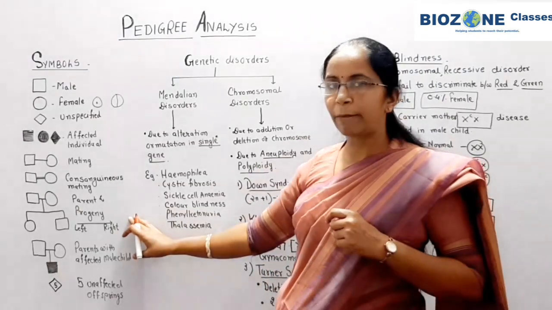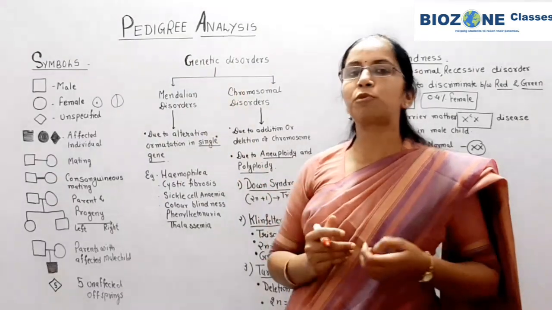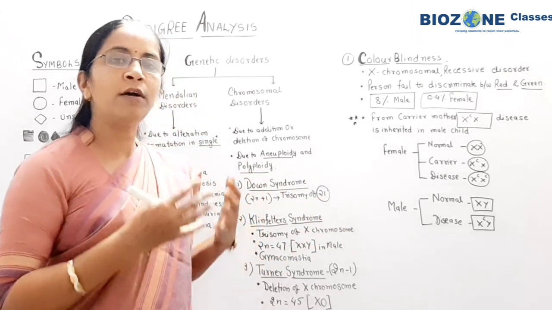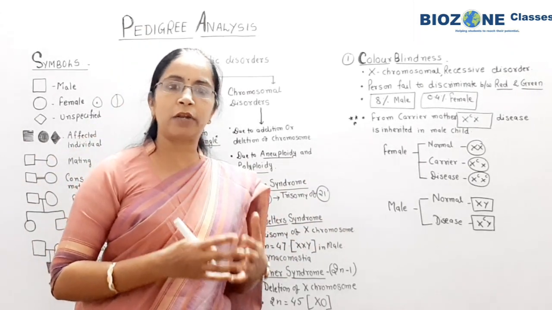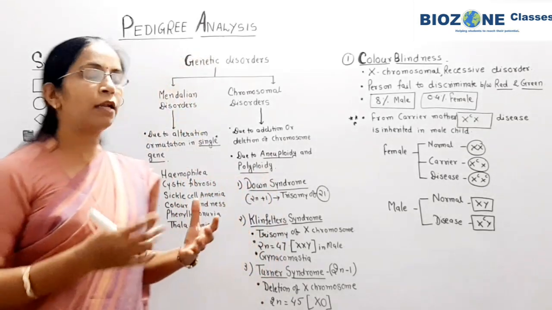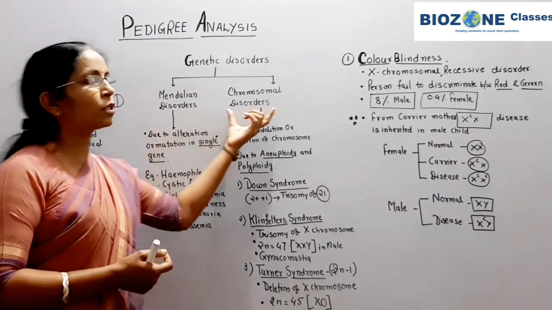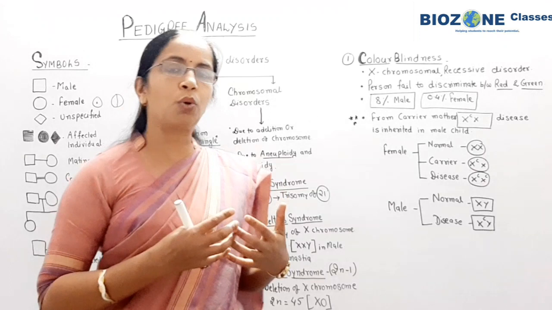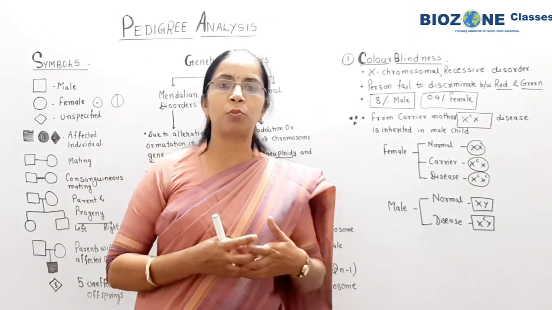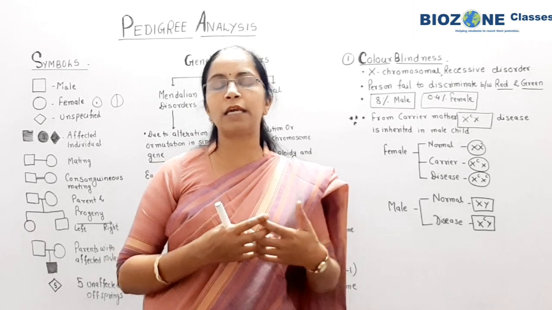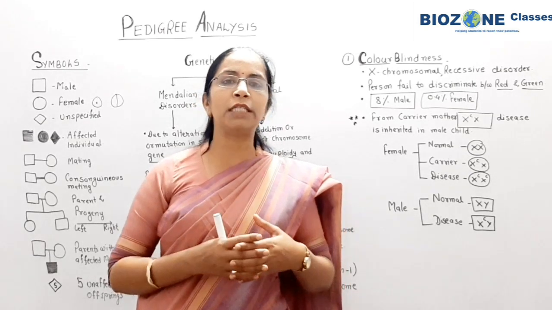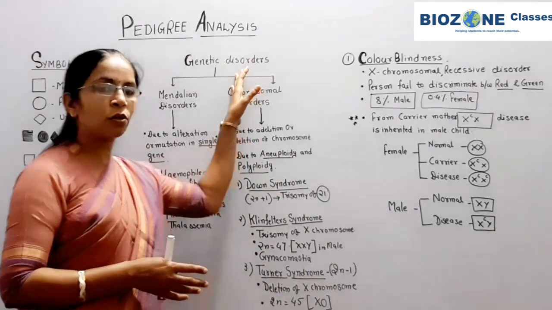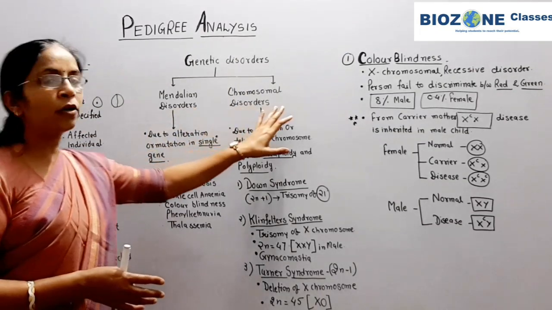Now when we finish the symbols, after that we come to the types of genetic disorders, because it is now clear that pedigree is the analysis of family history for a particular genetic trait. So genetic disorders are basically of two types: Mendelian disorders and chromosomal disorders. Chromosomal disorder means, particularly in autosomes, due to addition or deletion of a chromosome, some changes take place in number, or sometimes the change takes place in the structure of the chromosome. So here remember, genetic disorders are Mendelian disorders and chromosomal disorders.